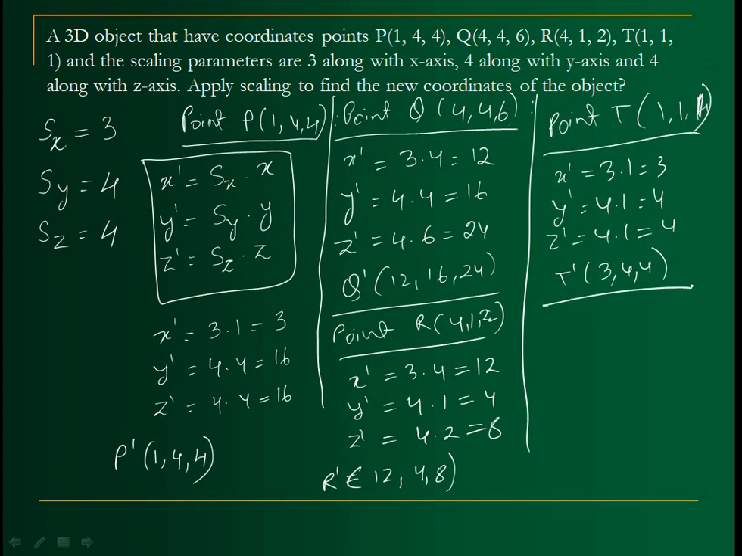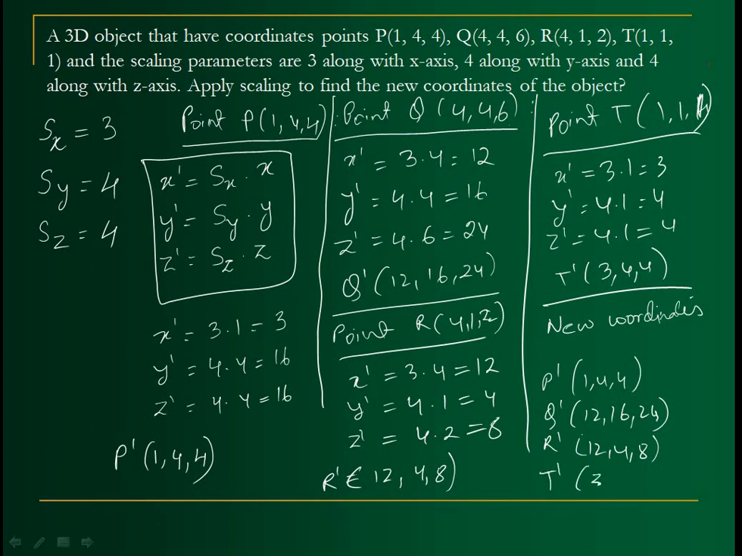So considering all these points, the new coordinates that we are going to have are P dash 3, 16, 16, Q dash 12, 16, 24, R dash 12, 4, 8, and T dash 3, 4, 4. This is the new coordinate set we are going to have.